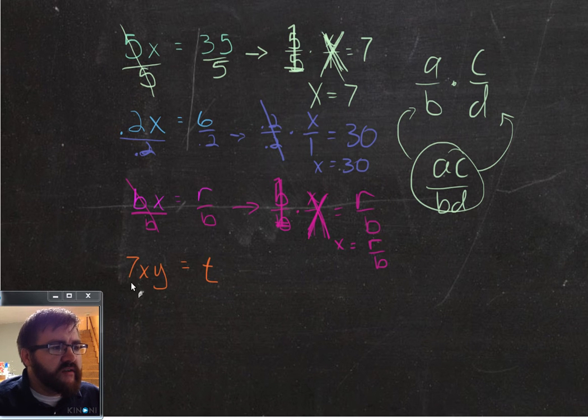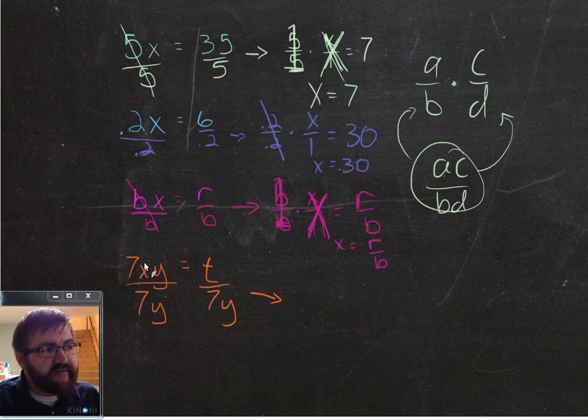So let me just write what we're going to divide by and then show you why. Because 7y divided by 7y is 1. Let me show you why I'm saying that. First, let's just recognize that 7 times x times y would be the same as 7 times y times x. Exactly. So if I just rearrange it, it's the exact same thing.